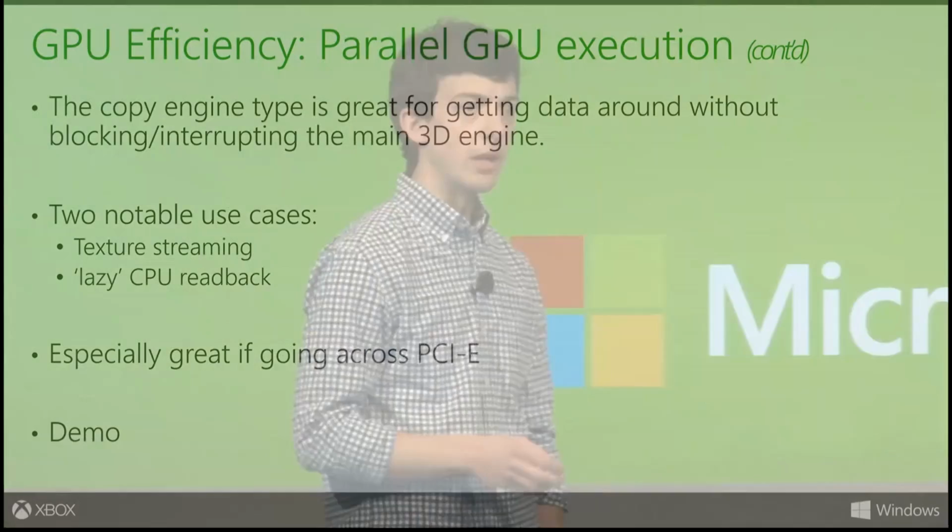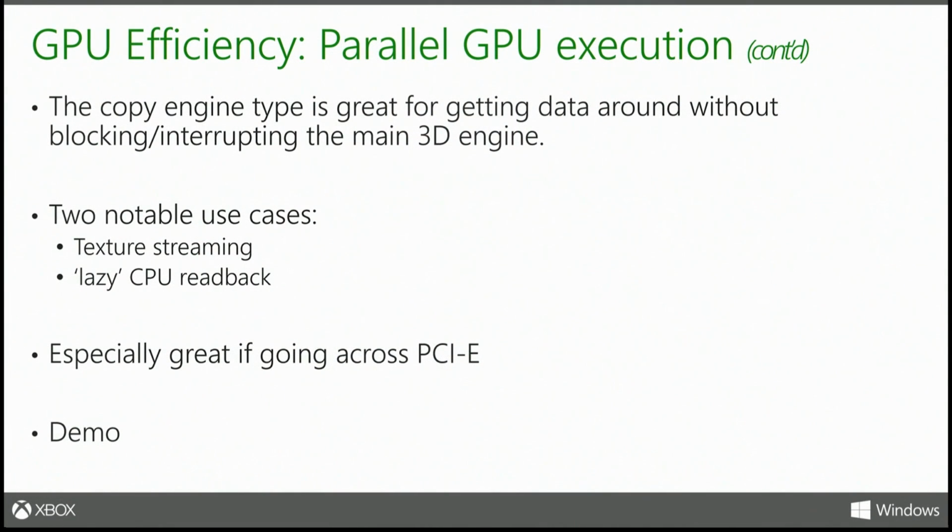And you can use all these 3 queues in parallel if your app has that knowledge and has the ability to predict which work you're going to be using ahead of time. So the first case we'll talk about is a copy engine. It's really great for getting data around without interrupting or blocking the main 3D engine.